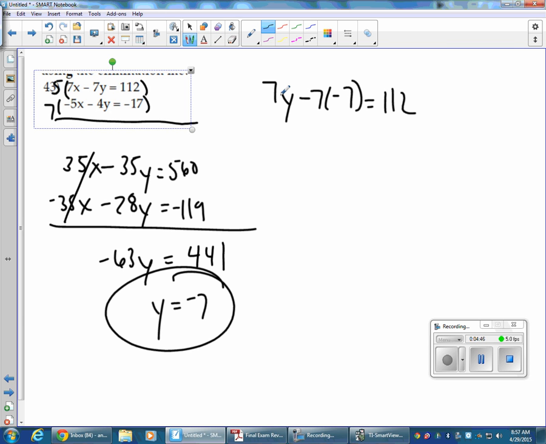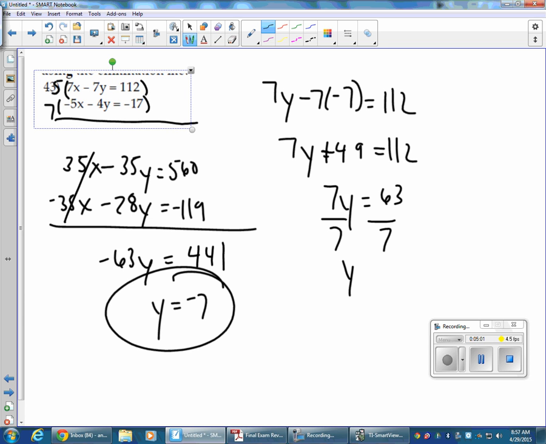So 7x minus 7 times negative 7 equals 112. So 7x, that becomes plus 49 equals 112. Subtract 49. You get 7x equals 63. Divide by 7. Oops, this shouldn't be y, this should be x. X is equal to 63 divided by 7, which is 9. X is equal to 9. Sorry about that. It should have been 7x at the beginning. 7x minus 7 times negative 7 equals 112. So x is 9, y is negative 7.